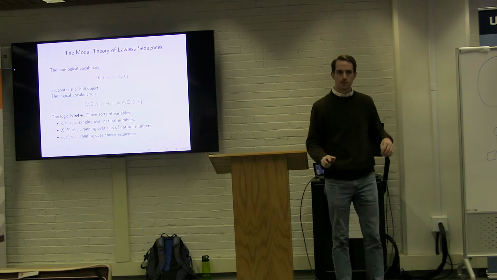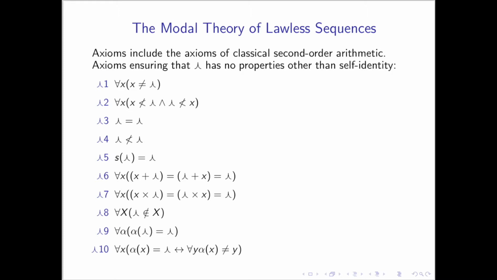Okay, I promised axioms governing our null object. It's not equal to any natural number. No natural number is less than or greater than it. It is self-identical. It's not less than itself. It's not a successor. Adding the null object to anything gives you the null object. Likewise with multiplying, and it's not in any sets. Alpha of the null object is the null object. And any choice sequence takes the null object if and only if it does not take a natural number as value. So to a first approximation, you can think of this as reasoning in a negative free logic with the caveat that undefined terms are identical, if that's helpful.